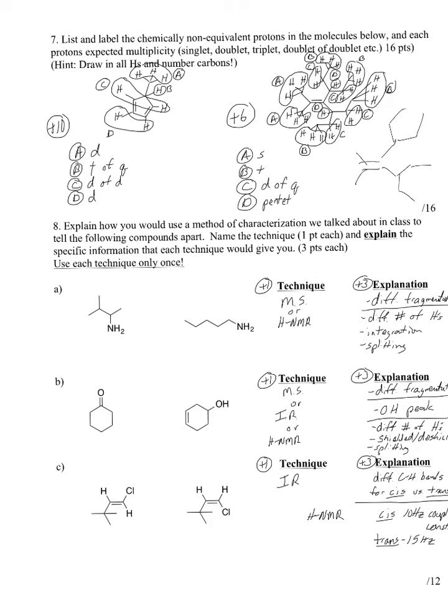For this one, again, I think you could use IR. IR will tell you OH versus carbonyl. Mass spec would give you a different fragmentation pattern. It'd be the same mass, but a different fragmentation pattern.